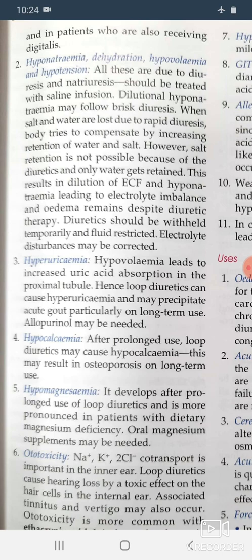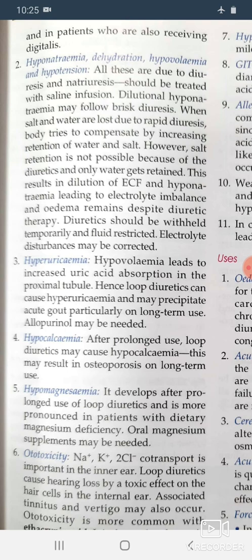The fifth side effect is hypomagnesemia. So that is also quite common. More amount of magnesium is excreted out along with the potassium, sodium, calcium, and chloride. So there is a reduced amount of magnesium in the blood. So that can be treated by magnesium tablets, magnesium supplements.